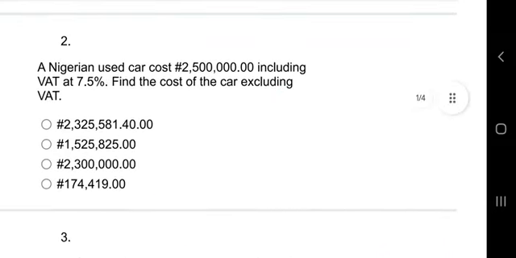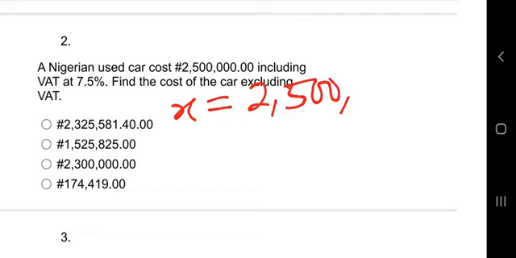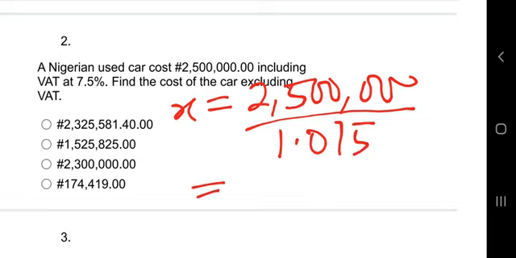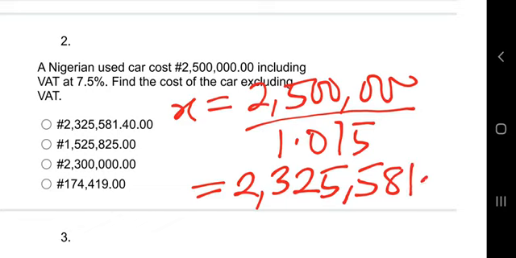So that means X will then be equal to 2.5 million divided by 1.075, and that will give us 2,325,581.3939. So approximately we'll round it up to 40. So that gives us option A, the first option here. Okay, that is correct. So that is the second question. Then move to number three.